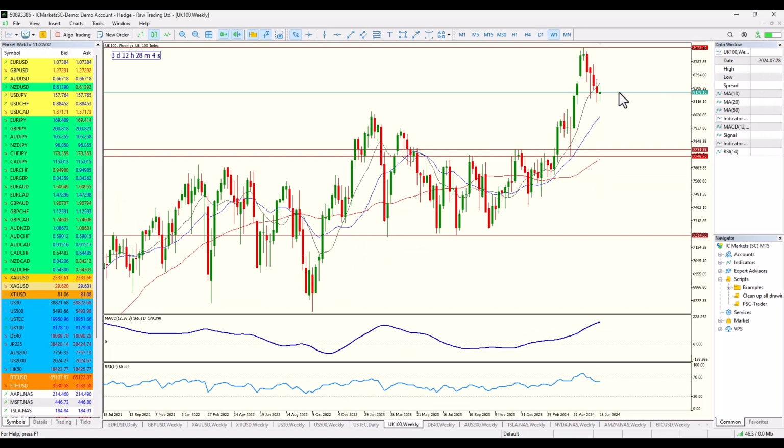So if we have a look here at the FTSE in the UK, what I'm looking for, this is a weekly chart. The reason I'm looking for this is we have a retracement back into the moving averages.